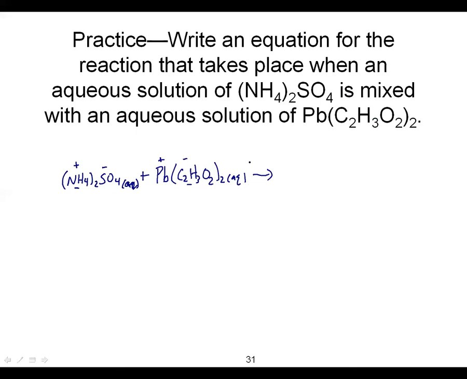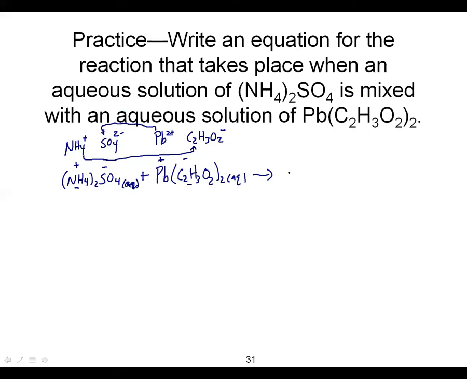So again, here we want to really just take the basic units of each of these guys and put them together. So the basic unit of this guy is ammonium, which is NH4 plus, sulfate, which is SO4 2 minus. Again, not concerned with the little 2 on the bottom. Lead here is a +2 charge, and acetate is a -1 charge. So again, our positive guys will switch partners, and we want to make sure that we start with the correct formulas for each of these.